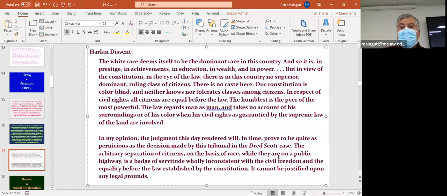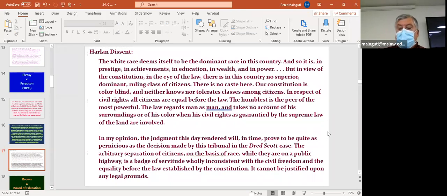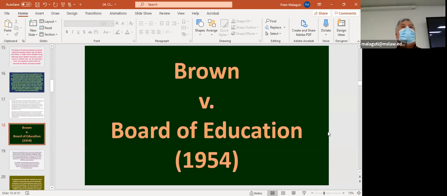Typo that I have there. Okay, now let's go on to Brown versus the Board of Education, a 1954 case. What happened in 1954? A little bit of a backstory. This case was originally argued in 1953. Fred Vinson was the Chief Justice of the Supreme Court in 1953. He was a segregationist. He believed in segregation of the races.